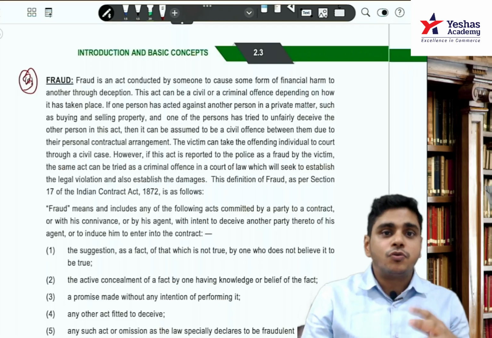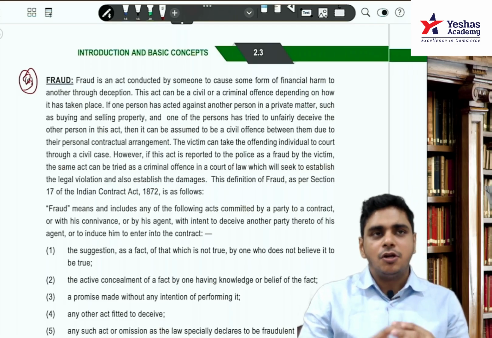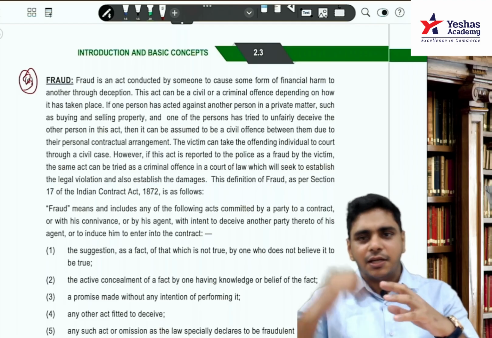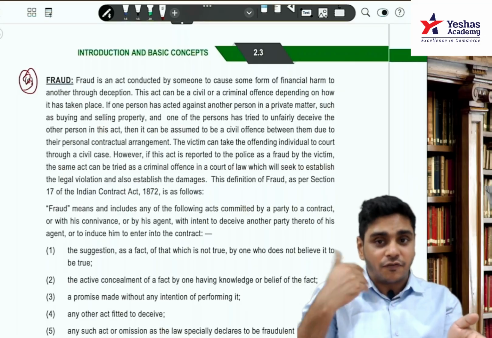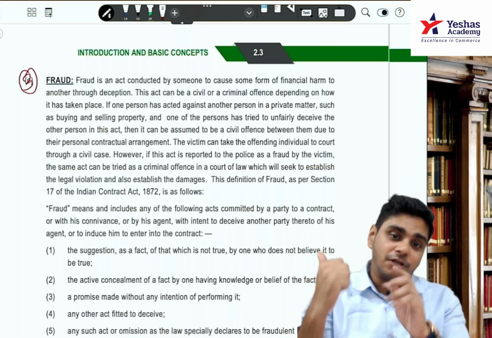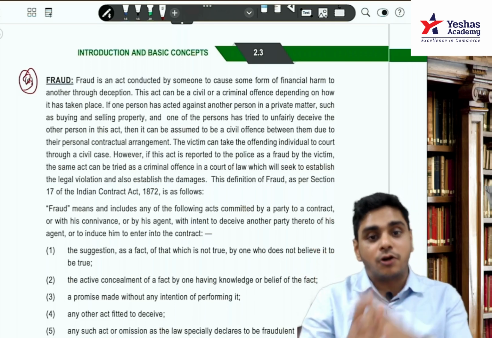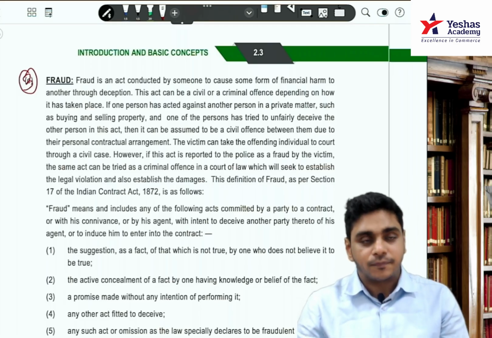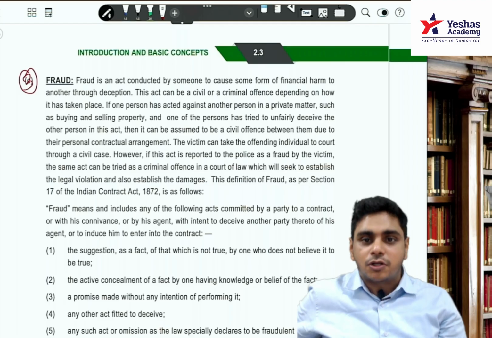So somebody is doing cheating with you, or a wrong thing, or a deceitful act, whether he is making a gain or you are suffering a loss. Because of his action he is making a gain, it is also a fraud. Because of his action you are making a loss, it is also a fraud. So here there can be a wrongful gain or a wrongful loss, it is called a fraud. Now it could be civil also, sir, it could be criminal also.